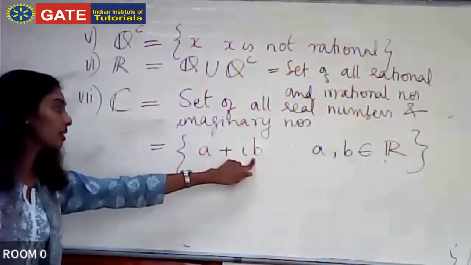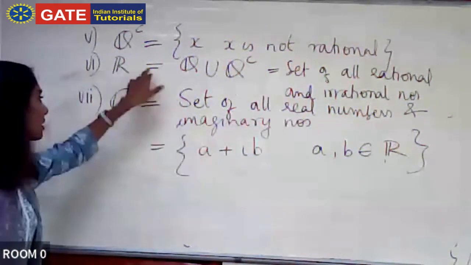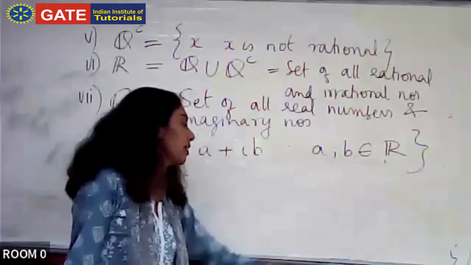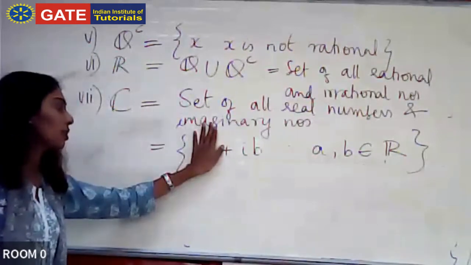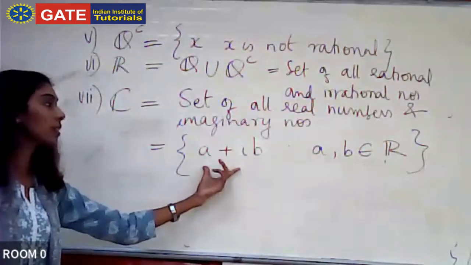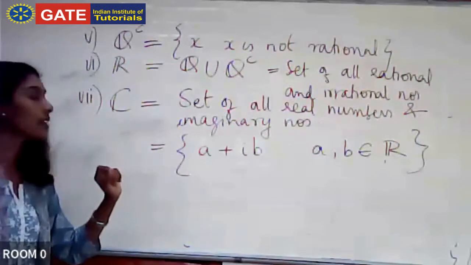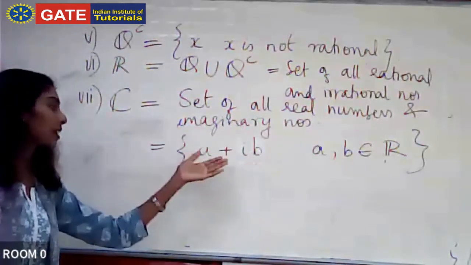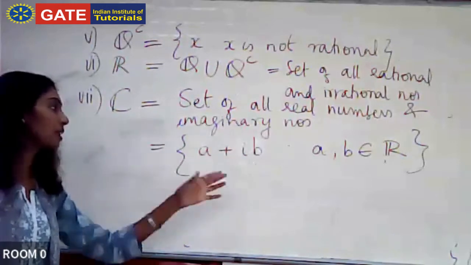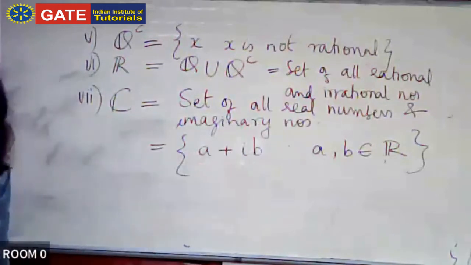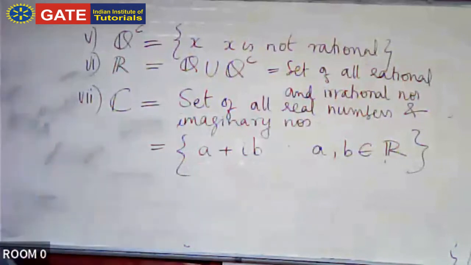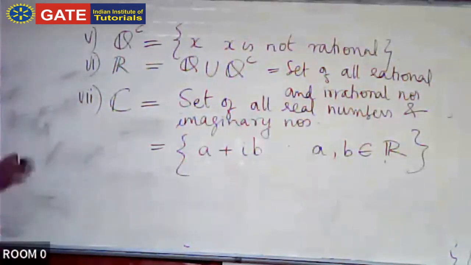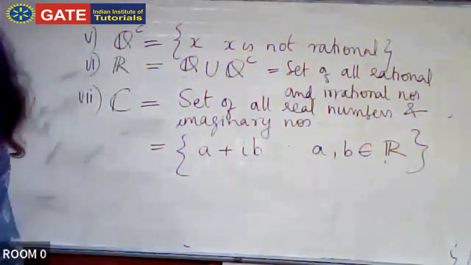If b is 0, then we will get all the real numbers because a is coming from R. And if a is 0, then all the numbers will be purely imaginary. Purely imaginary means only the imaginary part is there. And if a and b are non-zero, then it will be of the form a plus ib. So these are the sets of numbers, and all these are infinite sets.